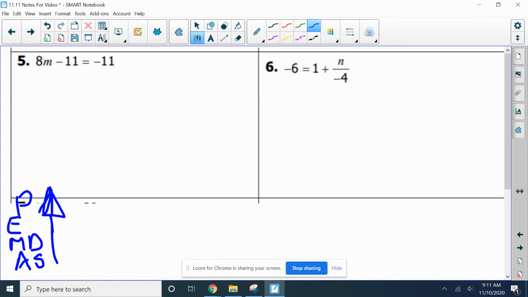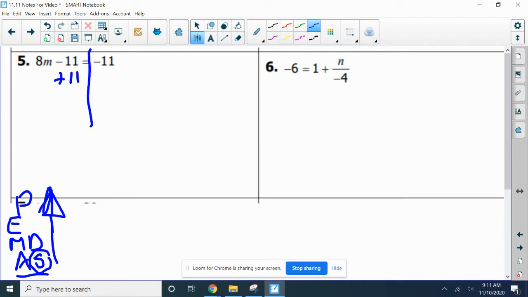So I have 8m minus 11. I know I want to get rid of everything on the same side as that variable because I want to know what m is. So in order to get rid of minus 11, because I have 8 times m, that minus 11, so we're working backwards. If you look in our PEMDAS, because they're on the same level, they are also each other's inverse. To get rid of subtraction, we're going to add. So I'm going to say plus 11.